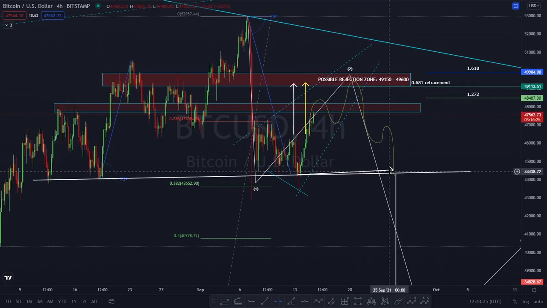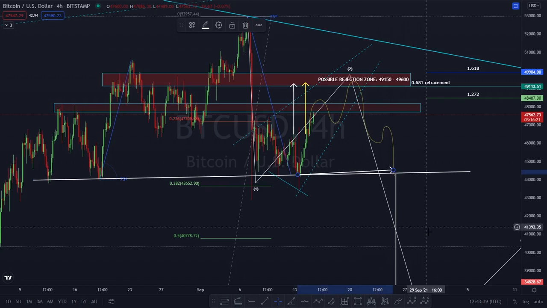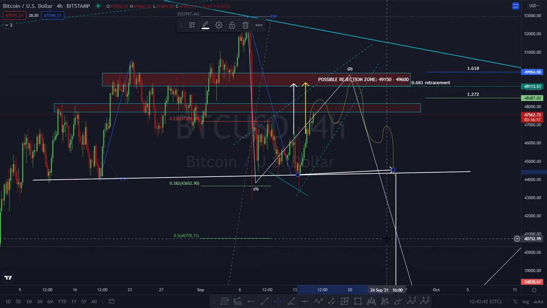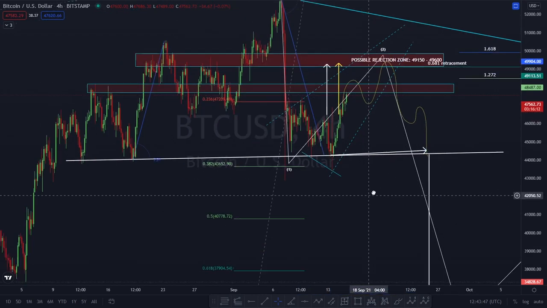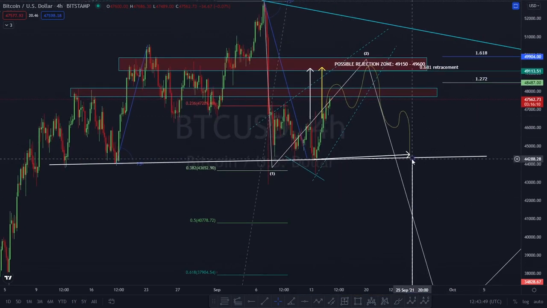So I expect us to be closer to this neckline at around the 25th of September. So towards the end of this month, guys, we might still be in this correction, on the brink of breaking this neckline.